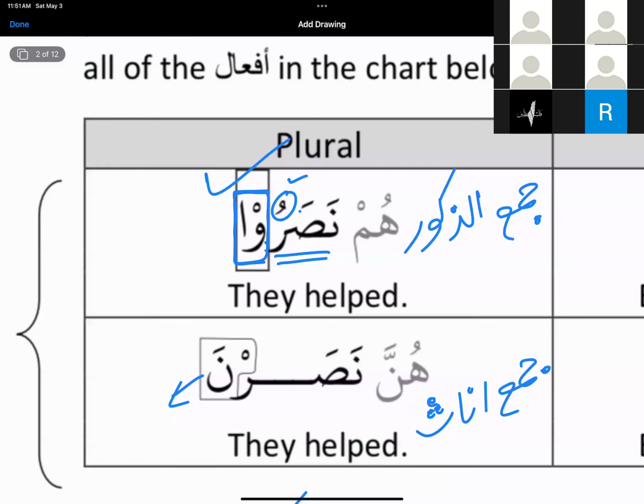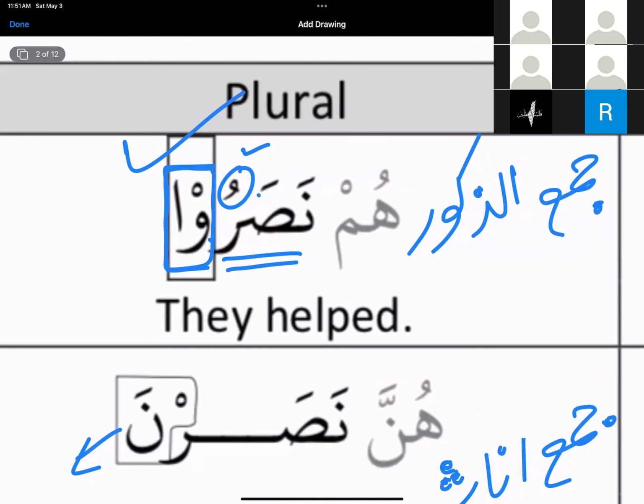But this one, I'm going back to Dhamma on the Ra, and I'm saying you have to say Nasaru, and Nasaru is Jama. What is making it Jama? This wow, right? And these are my root letters. This is my Fa kalima. This is my Ain kalima. This is my Lam kalima. Okay, I understand now, because you have to have Dhamma, literal Dhamma over wow, to not say Fi Mahalli Rafa. I understand now.